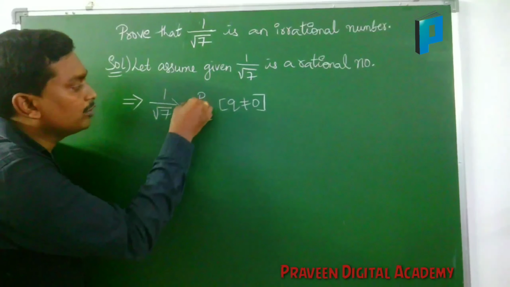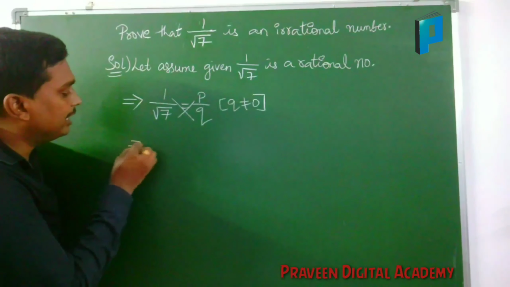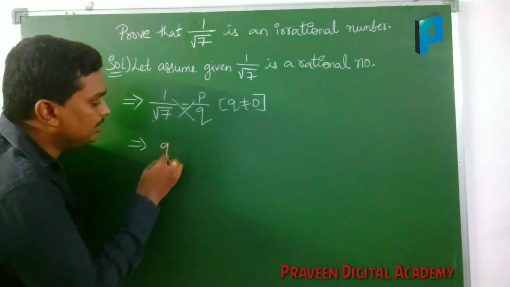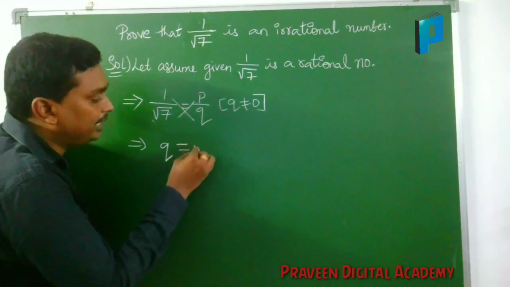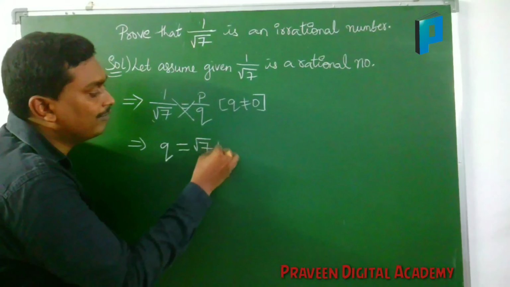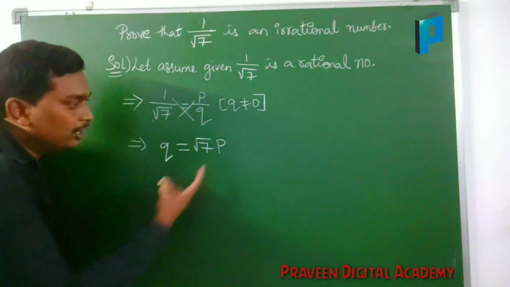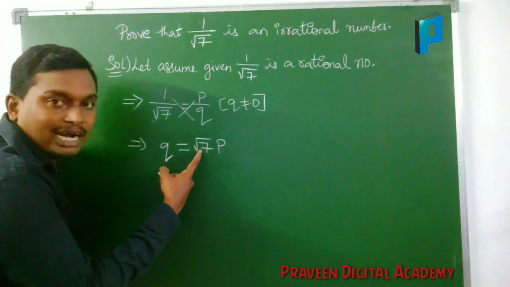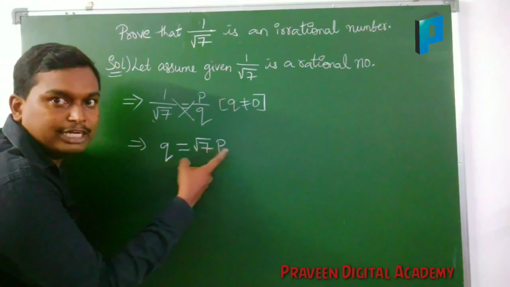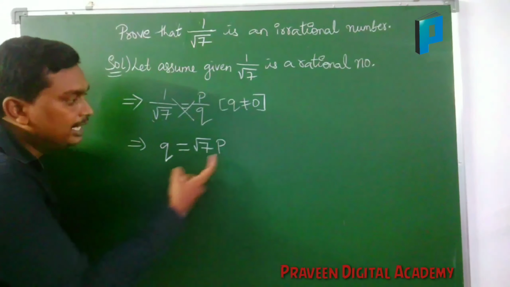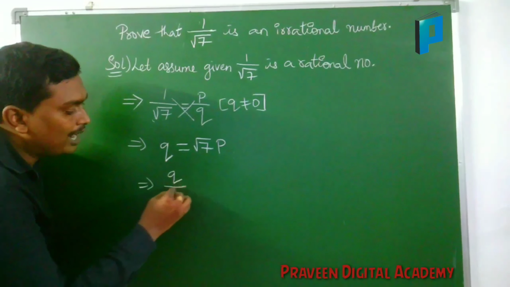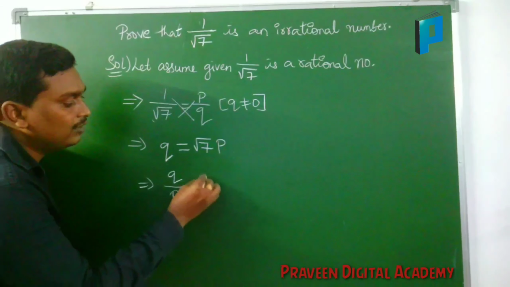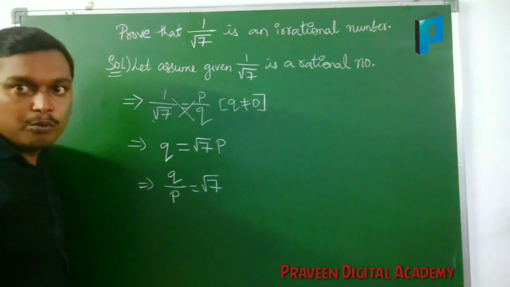Here you do the cross multiplication. What we will get here? 1 into q is equal to root 7 into p, which is root 7p. Now this p is multiplied with root 7. Here this p you send here. What it will become? q by p is equal to root 7 we got.